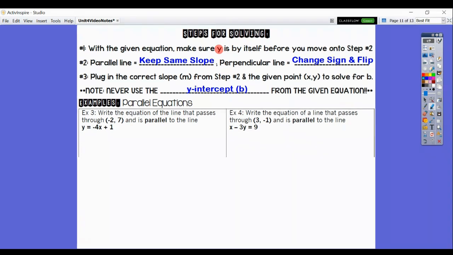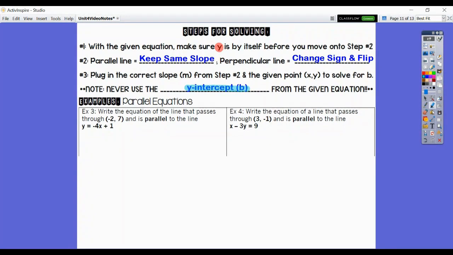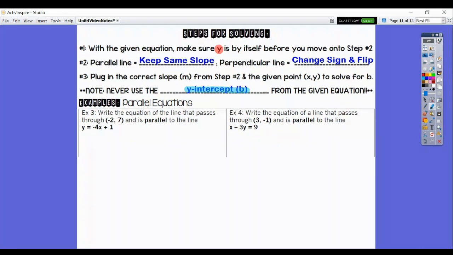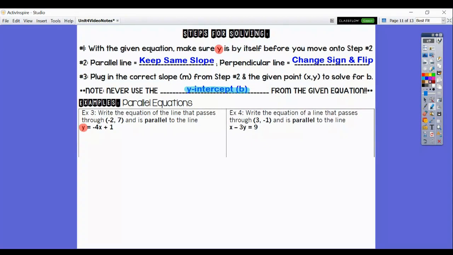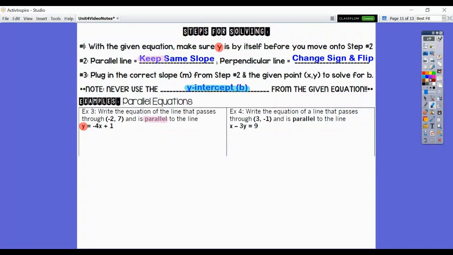Let's go ahead and try this first one here. It says, for example 3, write the equation of the line that passes through (-2, 7) and is parallel to the line. Step number 1, I'm looking at the y. Y is all alone by itself on that side of the equal sign, so we are good to move on to step number 2. The question asks for parallel. Since it asks for parallel, we're going to keep the same slope. Well, the slope in my original equation was a -4, so the parallel slope is going to be, you guessed it, a -4.